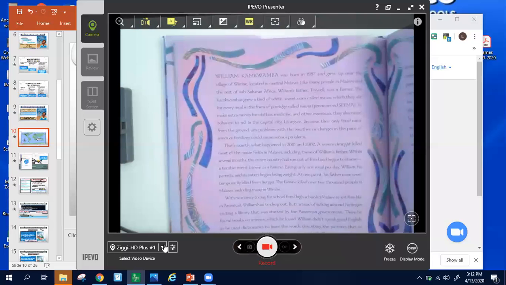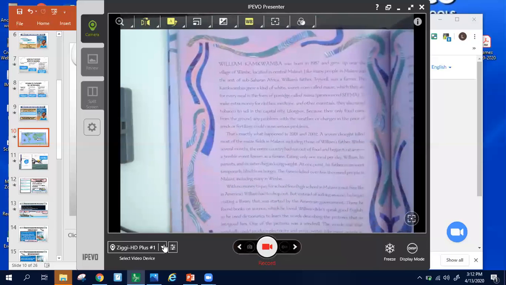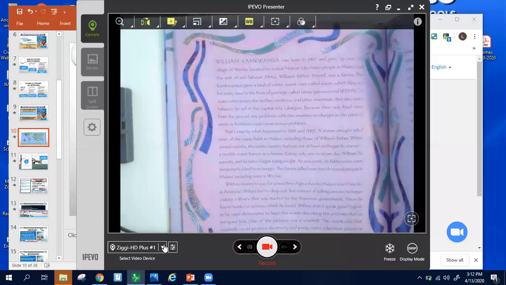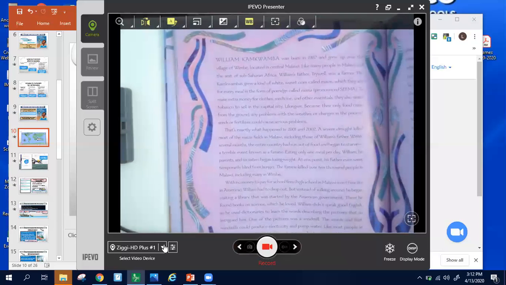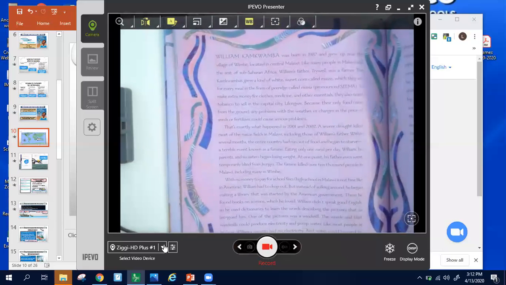With no money to pay for school fees (high school in Malawi is not free like in America), William had to drop out. But instead of sulking around, he began visiting a library that was started by the American government. There he found books on science, which he loved. William didn't speak good English, so he used dictionaries to learn the words describing the pictures that so intrigued him.